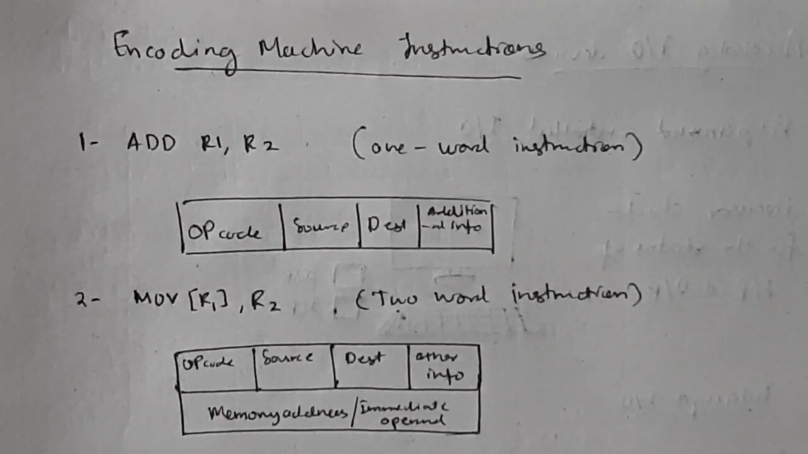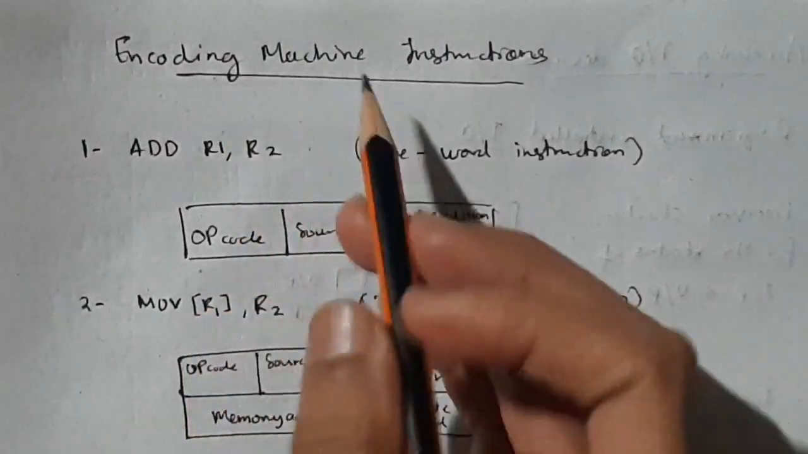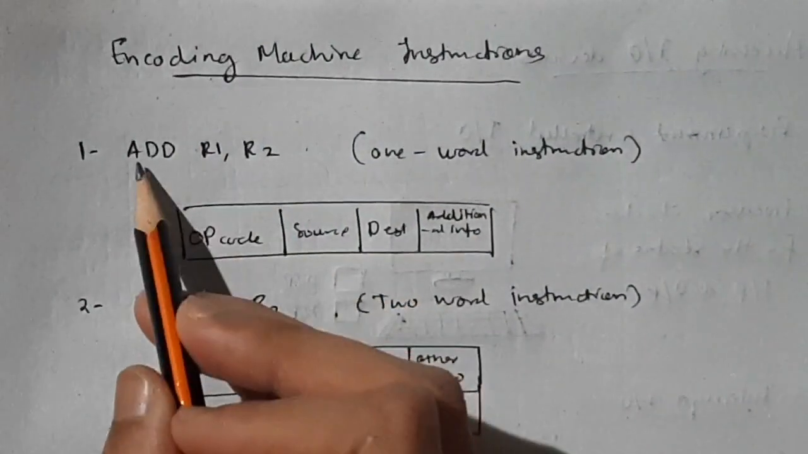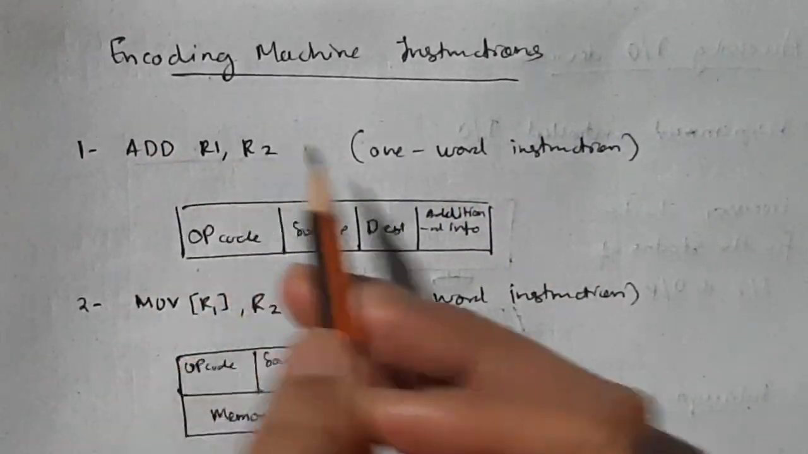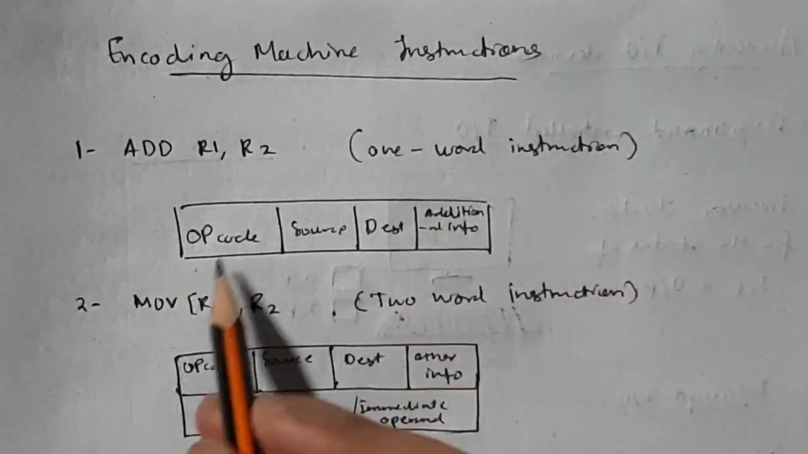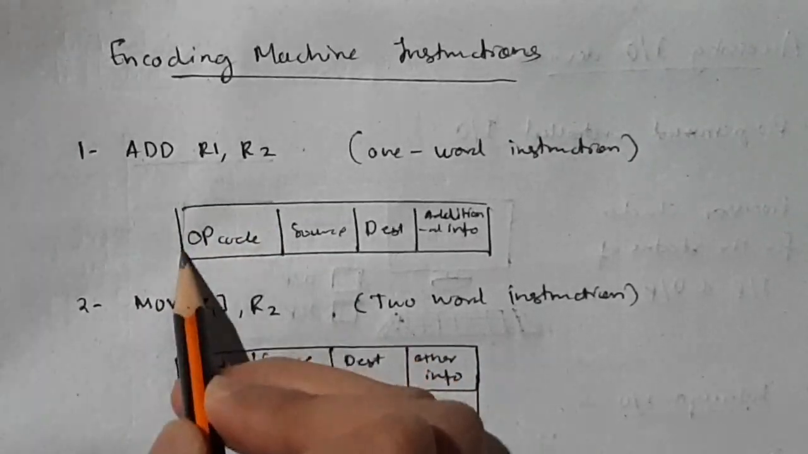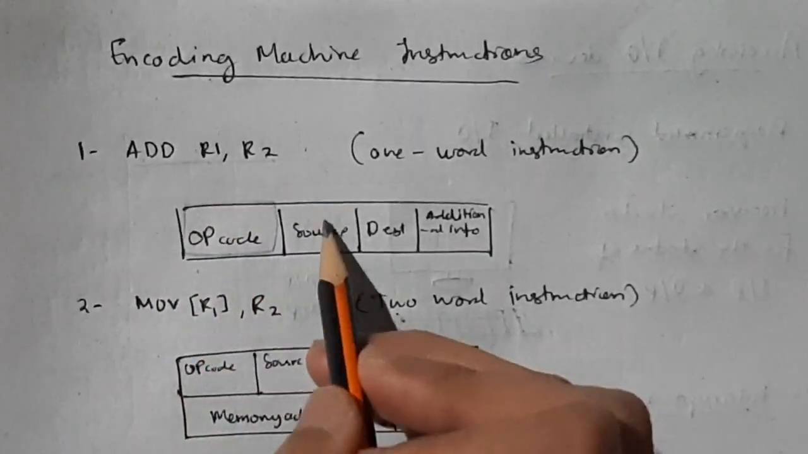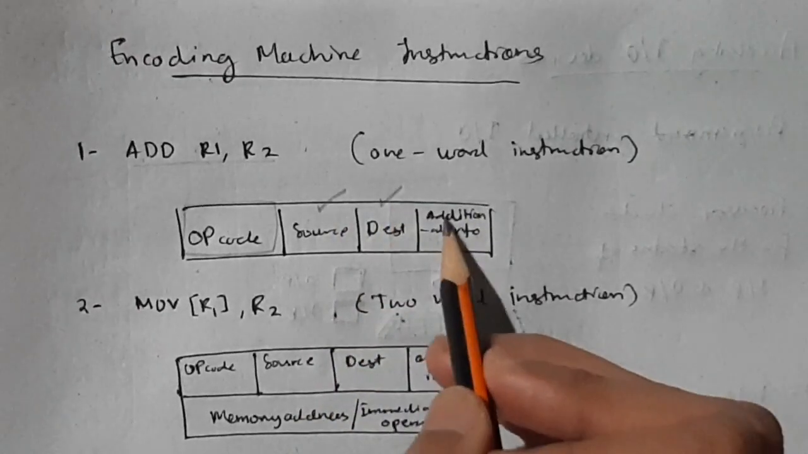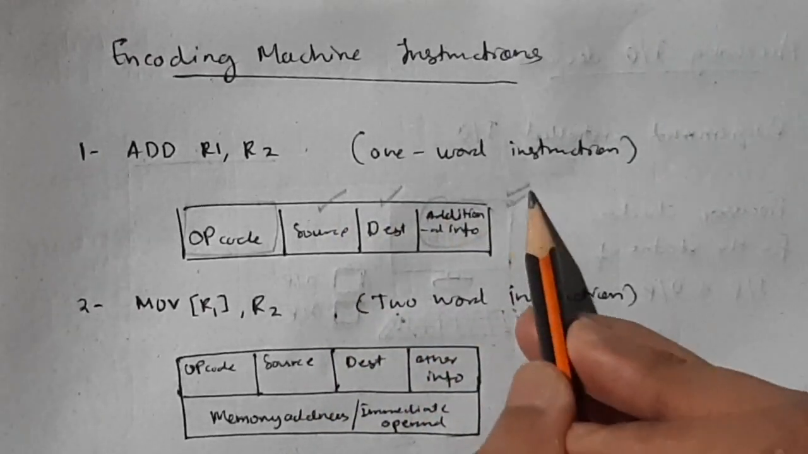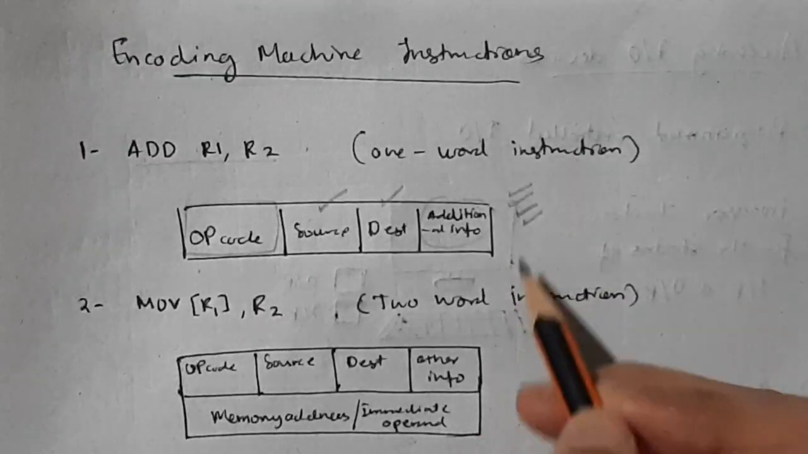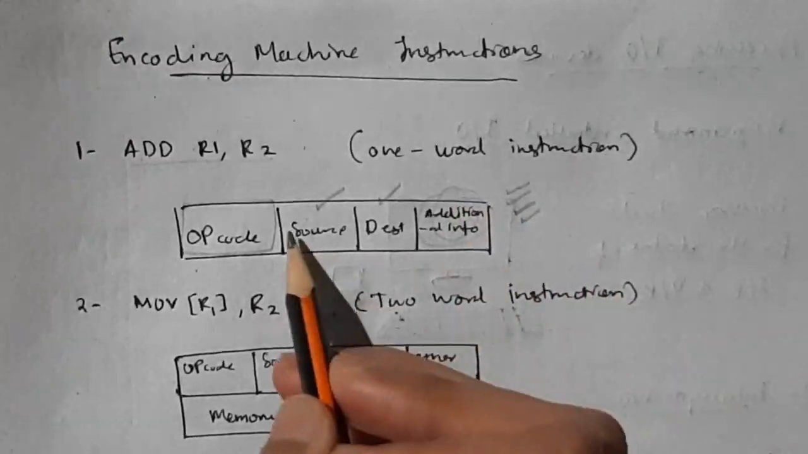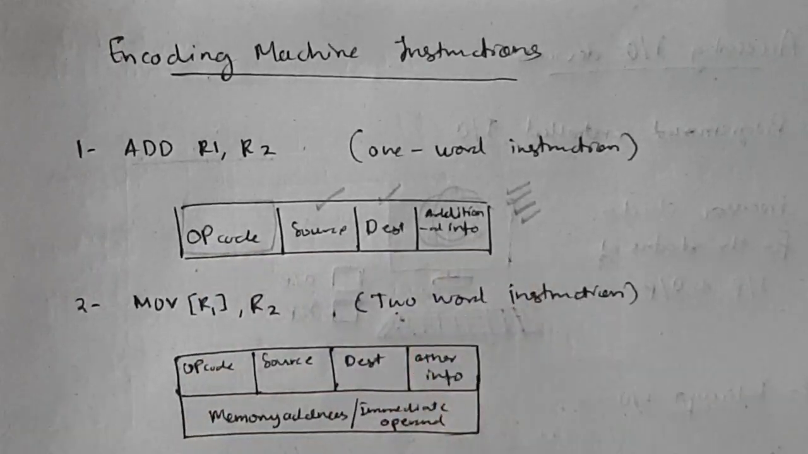In this topic, there are some instructions, which means how the instructions will be stored in the memory. See, add r1 comma r2, this is a one word instruction. So add will be stored in part of the memory as opcode, r1 and r2 will be stored as source and operand, and some additional information such as control signals, condition flags or condition codes, or branching statements. Other information will be stored here. This is the organization of the instruction which is stored in the memory.